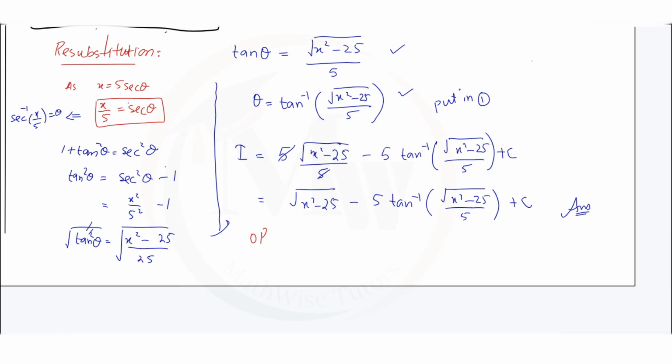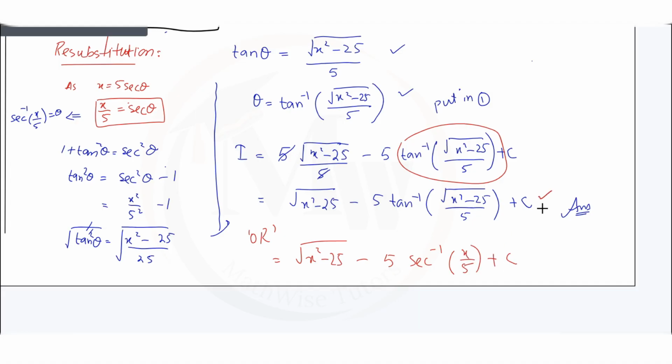So there is another way to write the answer. In place of theta I can put secant inverse here. So this can also become x square minus 25 minus 5 theta. What theta is? Secant inverse x over 5, right? So minus 5 secant inverse x over 5. If you write the answer in this form or this form, both are correct. The only difference is, in the above one you plug theta in the form of tan inverse, and in the below one you plug theta in the form of secant inverse.